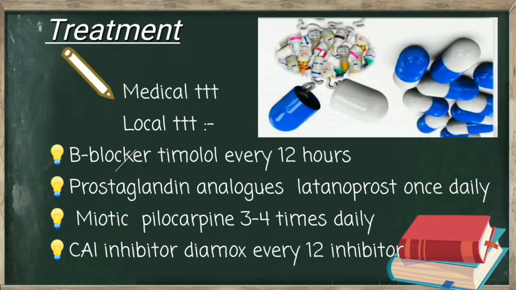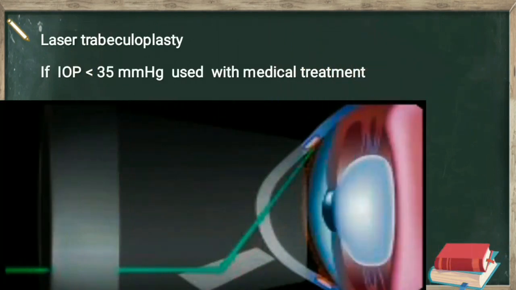If we start the management of this patient with these drugs, we must do a follow-up. If the follow-up reveals that there is no decrease in the intraocular pressure or the visual field defect becomes worse, we must do a surgical intervention. The surgical intervention is by laser trabeculo. There are multiple options. One of them is laser trabeculoplasty.